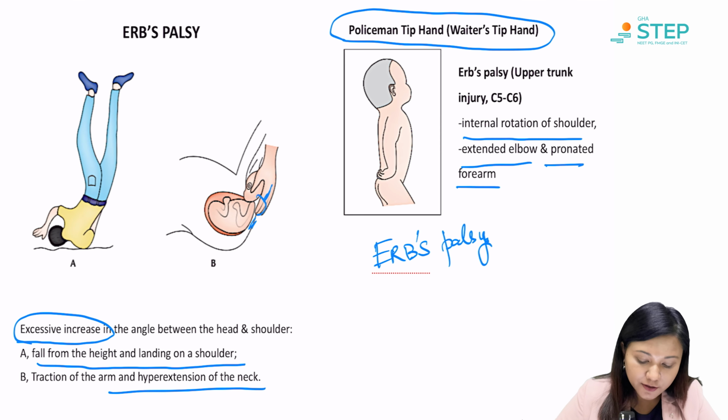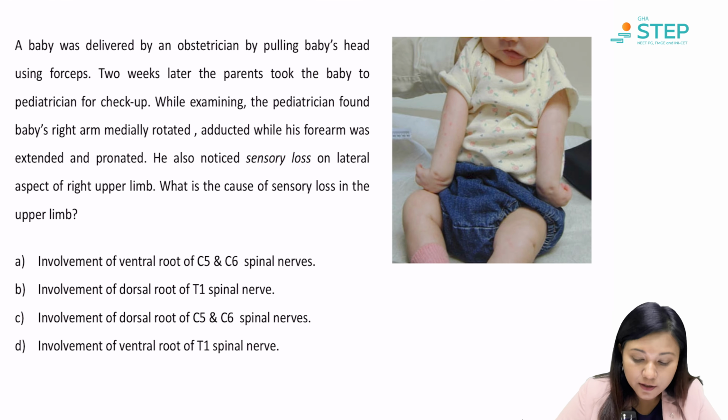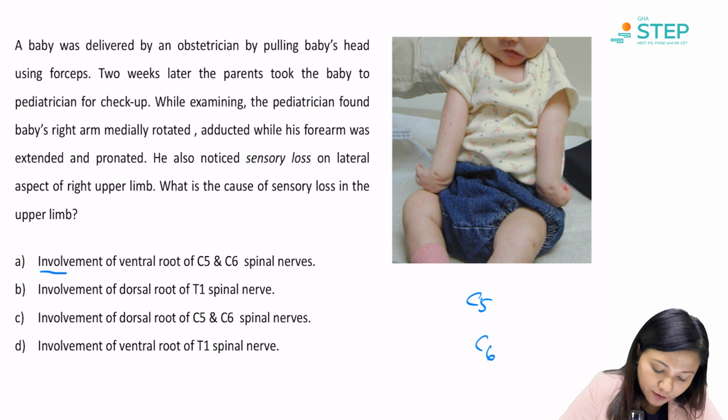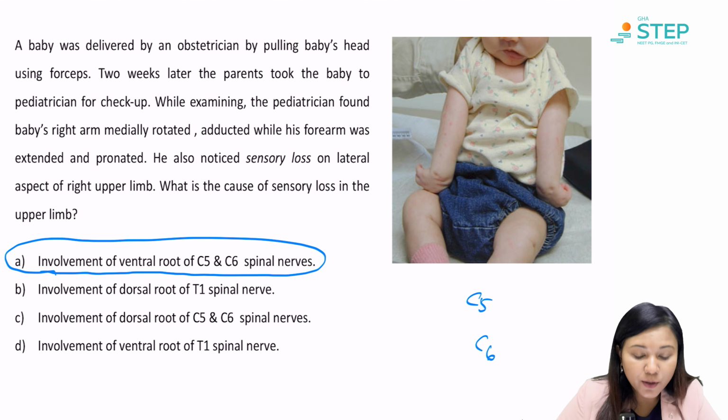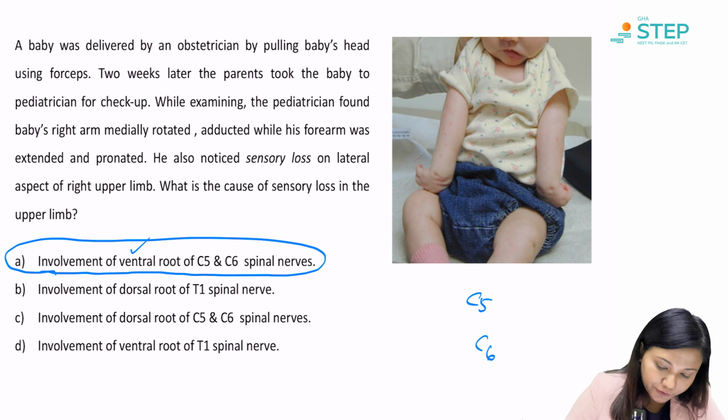Okay, Erb's palsy. So let us come to this question. Now you know that in Erb's palsy, Erb's point, you have C5 and C6. Okay, 2 nerves and 2 divisions also. So C5, C6 of the ventral rami. So the answer will be the involvement of the ventral root of C5 and C6 nerves. Okay, as the brachial plexus is formed by the ventral rami of C5 to T1, it will be the ventral rami of the C5 and C6 spinal nerves.